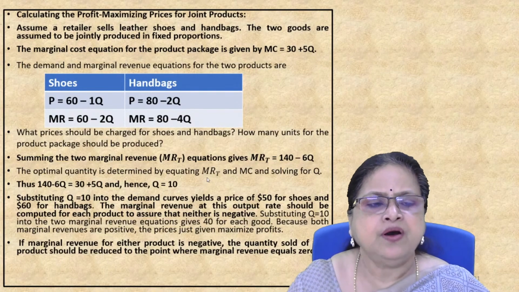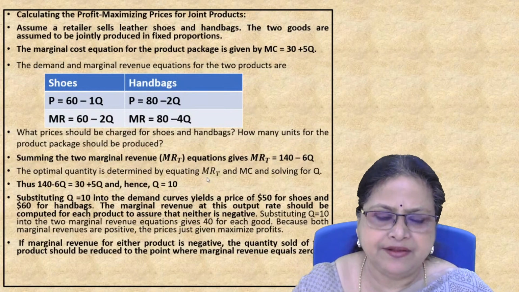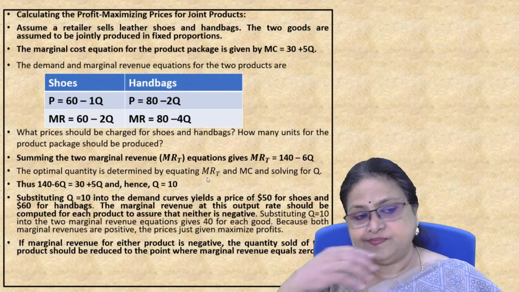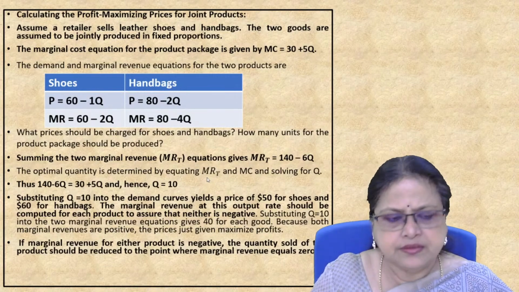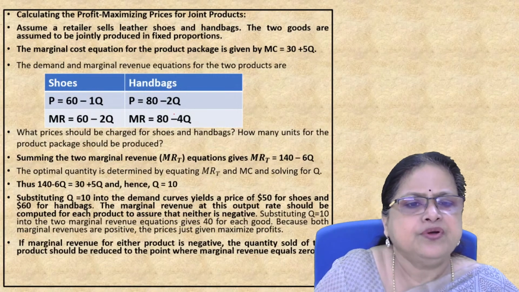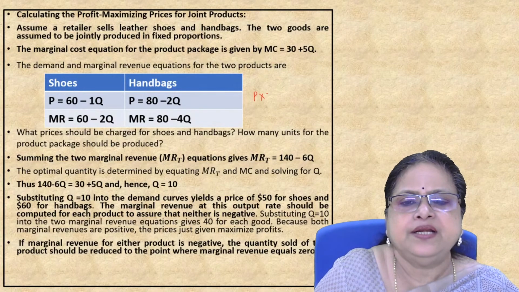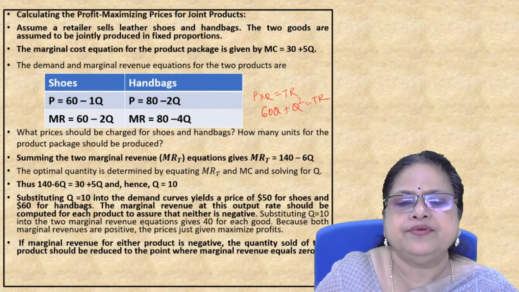So from the demand curve or average revenue curve, you can find out the marginal revenue curve. The example is written wrong. It is the marginal revenue. This is price. Okay, price multiplied by Q is equal to total revenue. 60Q plus Q square is equal to total revenue.